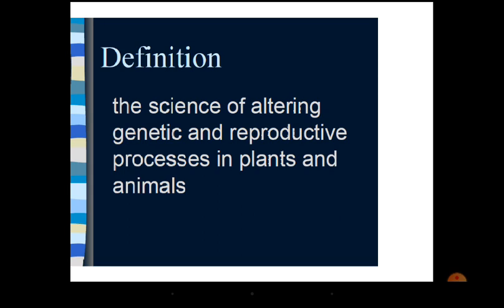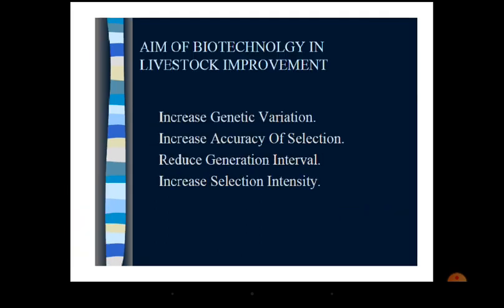Tools or techniques employed for the alteration of the genetic parameters in the next generation of individuals. So we can just say the aim of biotechnology in livestock improvement, specifically in genetic progress, are these four points. One I think I made already, so it will be a repetition of the same thing over here.